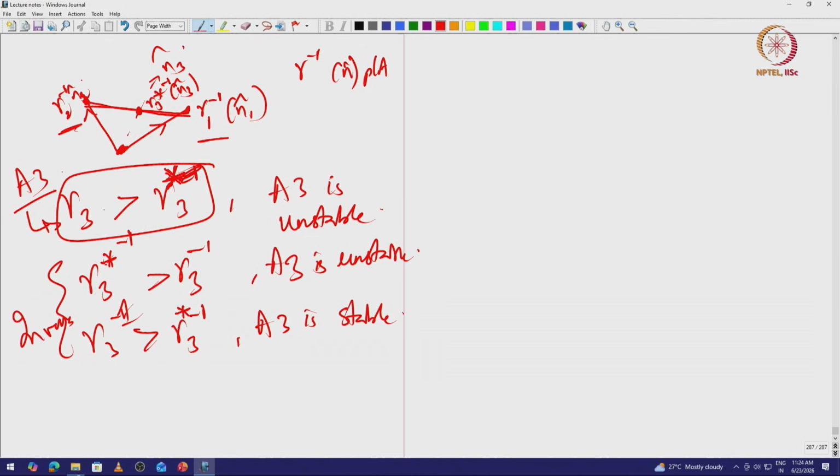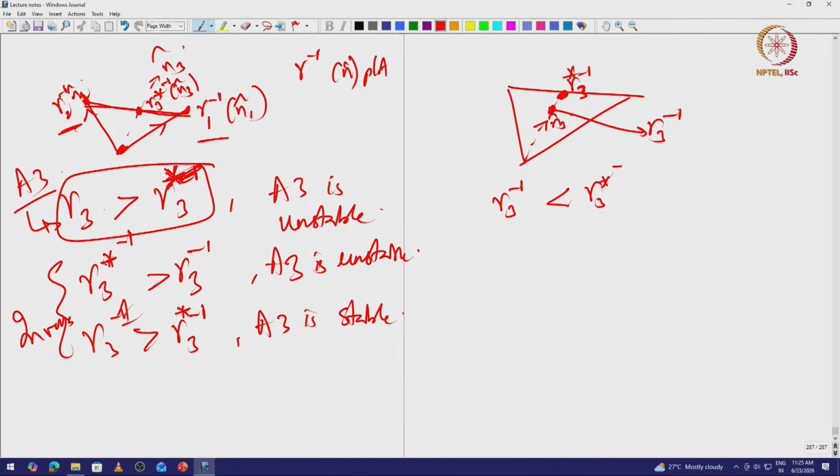Okay. So, now in this plot, right. So, I have a triangular plot with gamma 3 star inverse, which is here. Okay. Now, that has to be along N3, right. Now, if gamma 3 inverse is here, that means gamma 3 inverse is less than gamma 3 star inverse. Okay. And if that is the case, gamma 3 inverse is less than gamma 3 star inverse, those planes or those facets are unstable.